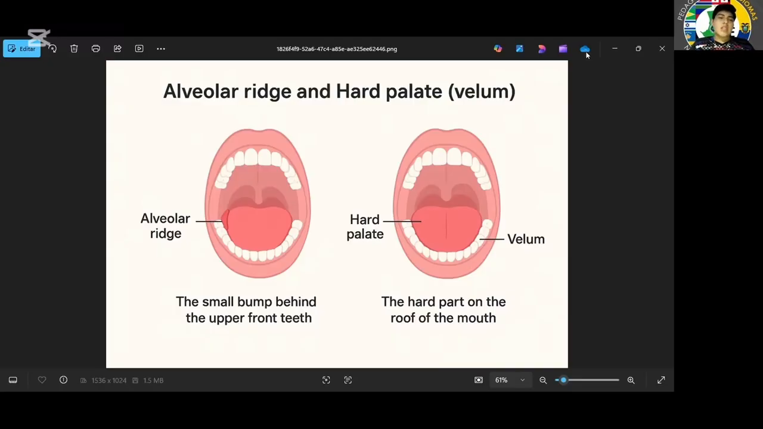The next is the hard palate. It is the roof of the mouth, just behind the alveolar ridge. This part helps make sounds like "sh," "ch," and "j." It also separates the mouth from the nasal cavity and helps control airflow. The alveolar ridge and the hard palate are essential for speaking clearly and pronouncing English sounds correctly.